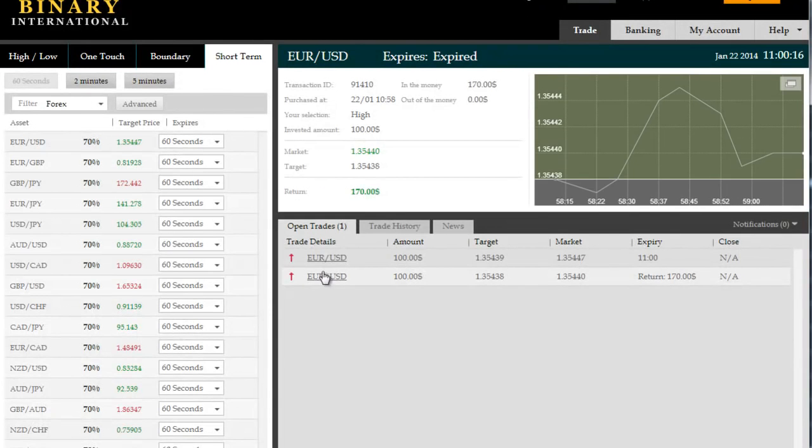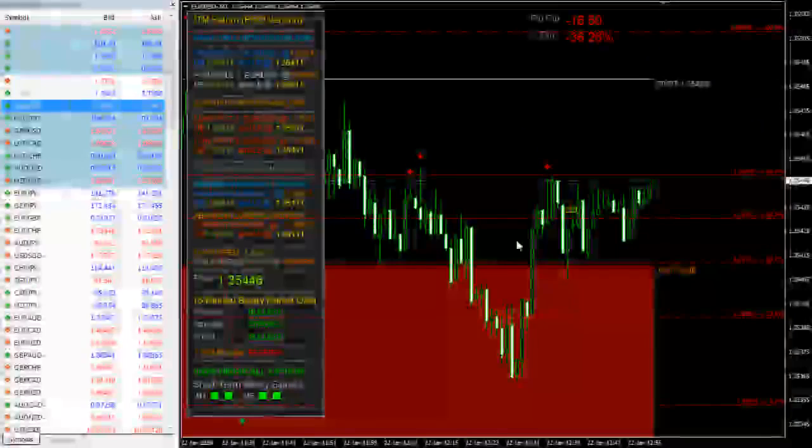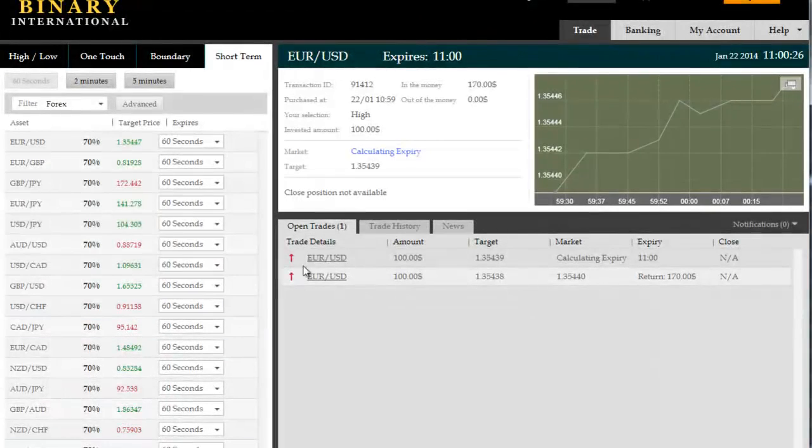This first trade's gone in our favor. Second trade is going in our favor. 6 seconds. 5, 4, 3, 2, 1, 0. So that should have expired in the money for us right there.